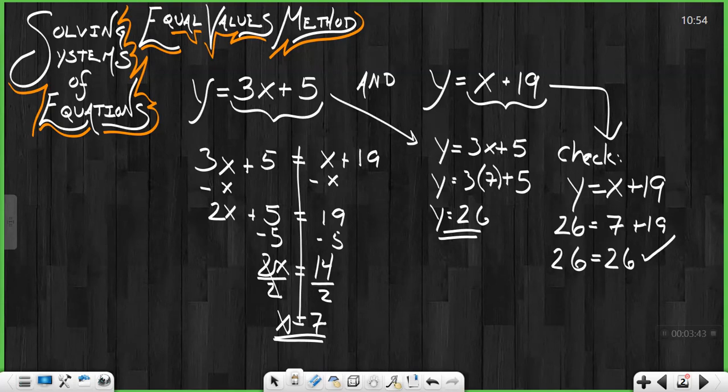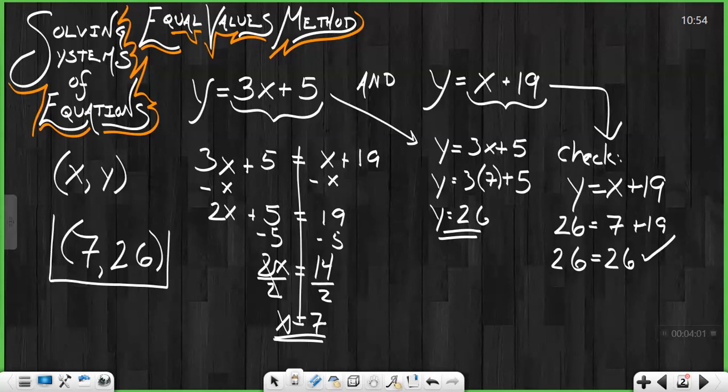How do I write it? Well, we're looking for the one point that makes both equations true. So we want to write this as an ordered pair. We will always write it in the form of x comma y in parentheses. In this case, x is 7 and y is 26. So my point of intersection for these 2 lines is (7, 26).